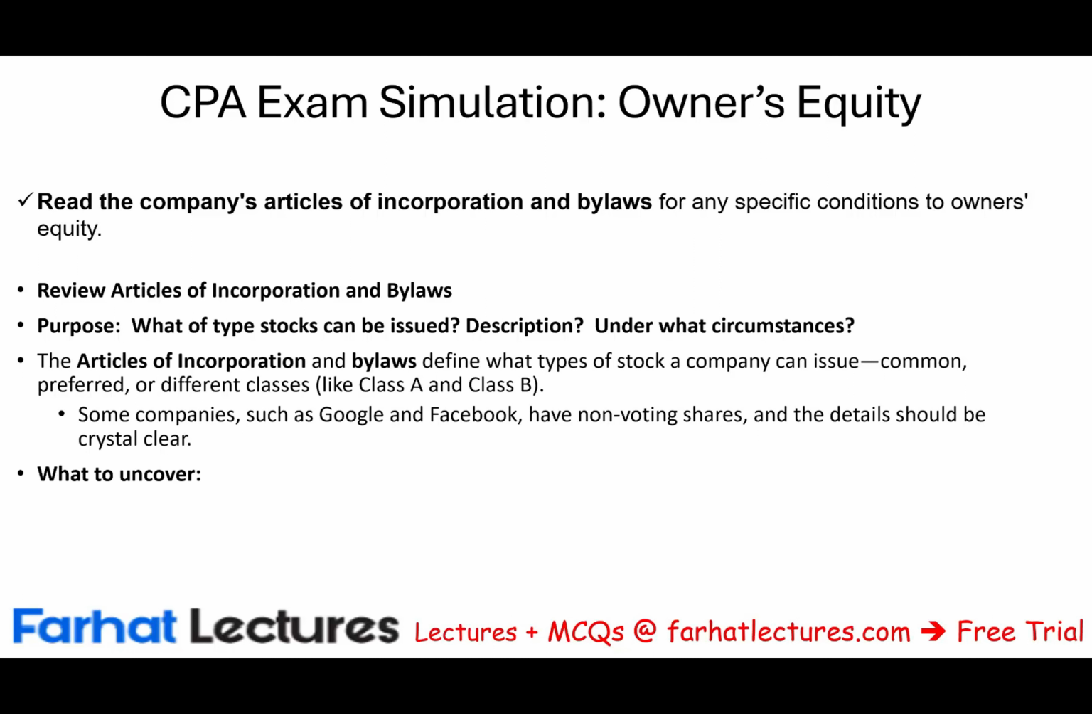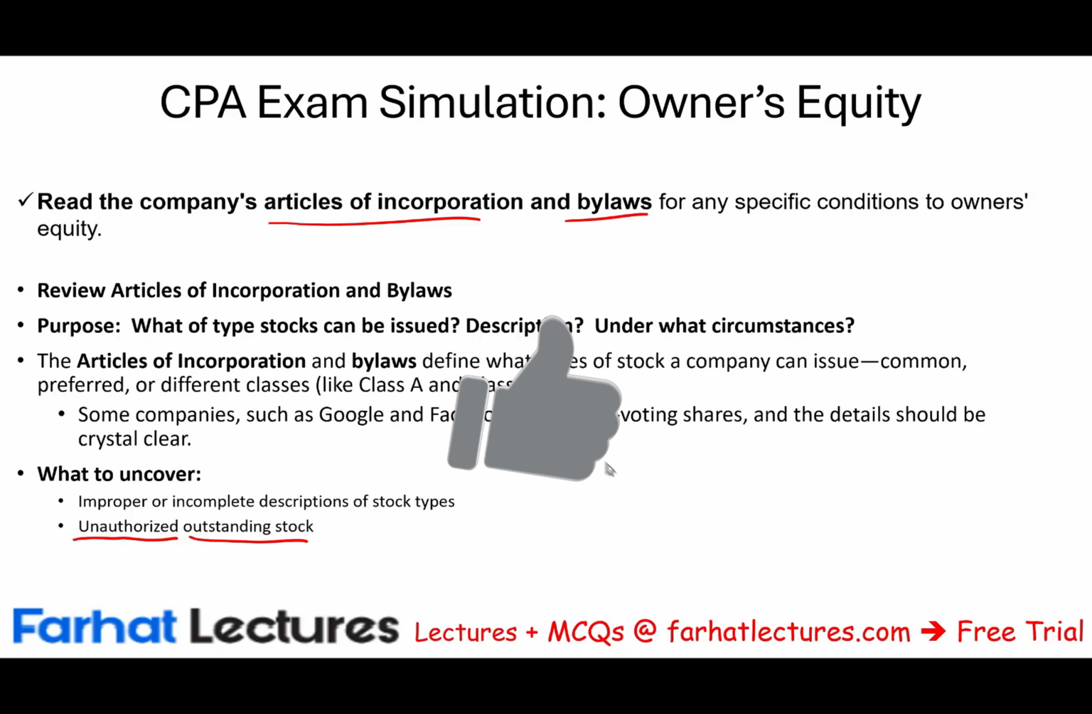What to uncover? What's the purpose? Well, improper or incomplete description of stock types. If we look at the disclosure, we can compare the disclosure to the articles of incorporation to see if there's any issue. We could also see if there are any unauthorized outstanding stocks, if we are issuing stocks that are not in the articles of incorporation and the bylaws. Think of the articles of incorporation and the bylaws as the internal Bible of that corporation. The rules are set in there for the corporation itself. So this is what we will uncover.